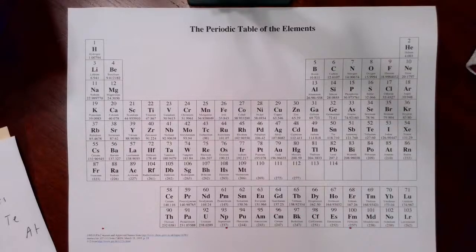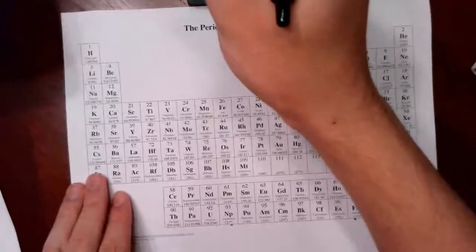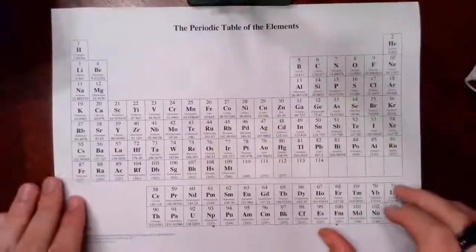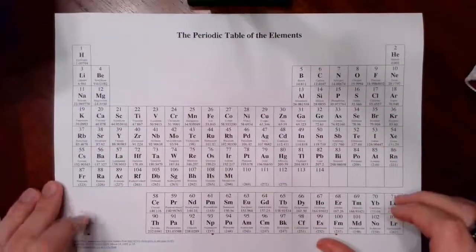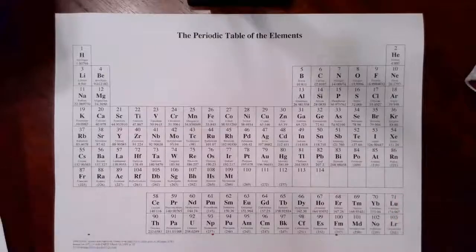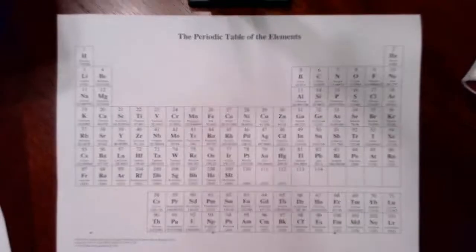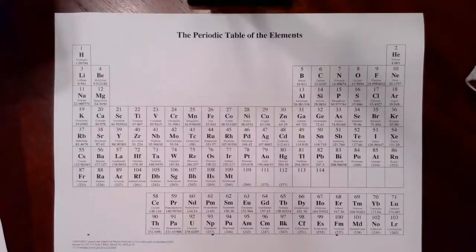Alright guys, so today we're going to start looking at Chapter 4. Chapter 4 is pretty much solely dedicated to us understanding the periodic table, being able to label all the different aspects of it, and then being able to use it to describe these trends we see among some of the different elements. So let's start off by numbering the table.